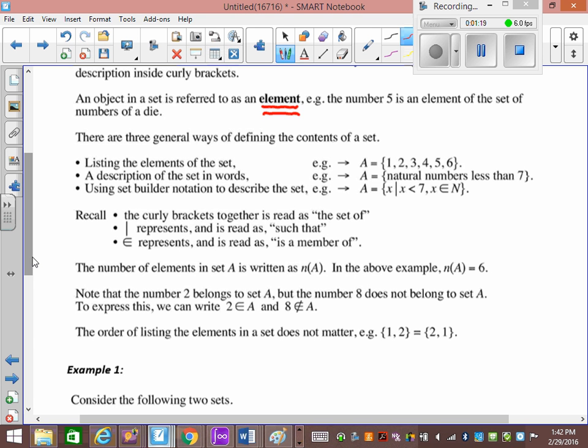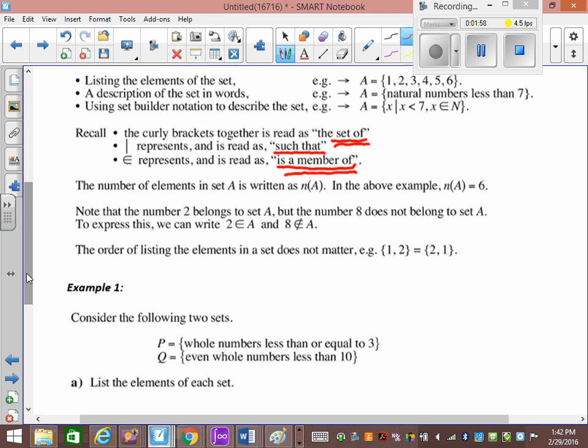Or set builder notation, which is x such that x has to be less than 7 and all the x values are natural. So this just represents these words. Most people just like 1, 2, 3, 4, 5, and 6. Most people would rather not have that version, though, if you were listing the numbers 1 to 100, right? You'd want to use something else because that would take forever. The curly brackets together are read as the set of, just like I was saying. That straight up and down line represents such that. And the little e is a member of or an element of, okay?